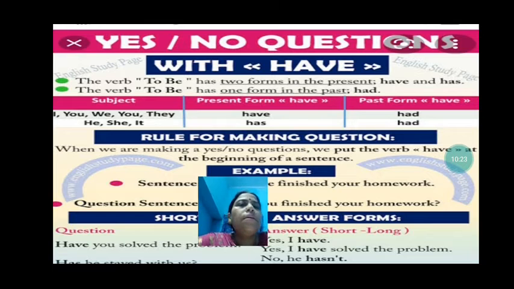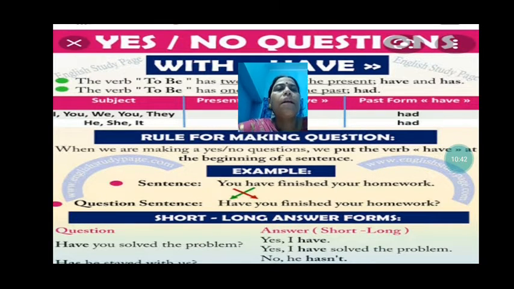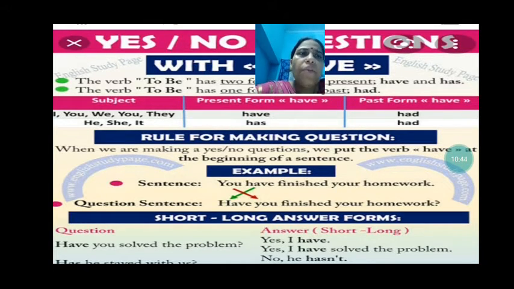So now the verb "to have" has two forms, have and has, for the present tense, and for the past it is had. Like I, you, we, they plus have in the present form or had in the past form. And with he, she, it, we use has in the present form and had in the past form.